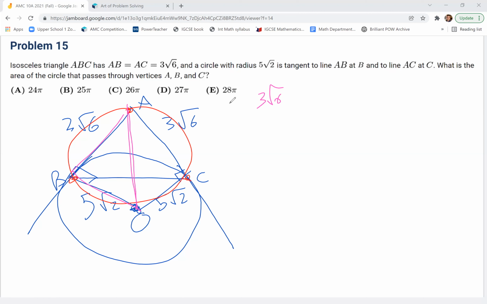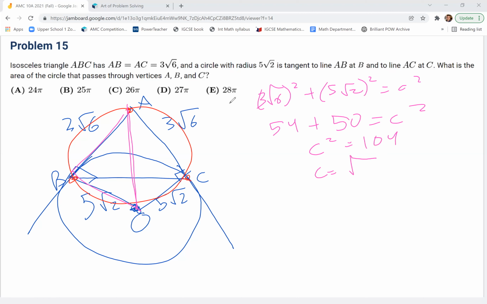So 3√6 squared plus 5√2 squared equals, let's call it c squared. That's going to give me 9 times 6, which is 54, plus 25 times 2, which is 50, equals c squared. So c squared is 104, and c is the square root of 104, which is 4 times 26, so that would be 2 root 26. So the distance from A to O is 2 root 26.